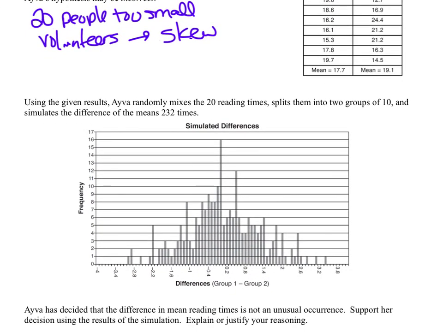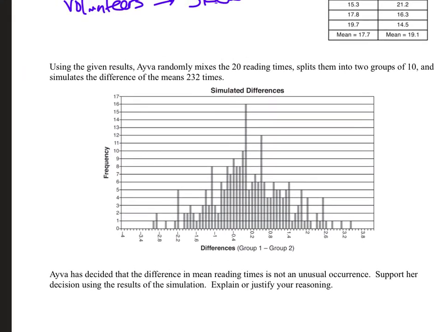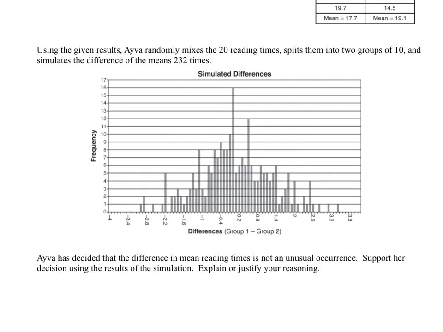Okay. So how do we determine this? She's using these results anyways. She's re-randomizing them all together, and we want to determine if she did that 232 times. Okay, she re-randomized them all together. So what we need to do is determine, she says that it doesn't really matter, the energy drinks didn't make anyone read faster. So how can we justify this?